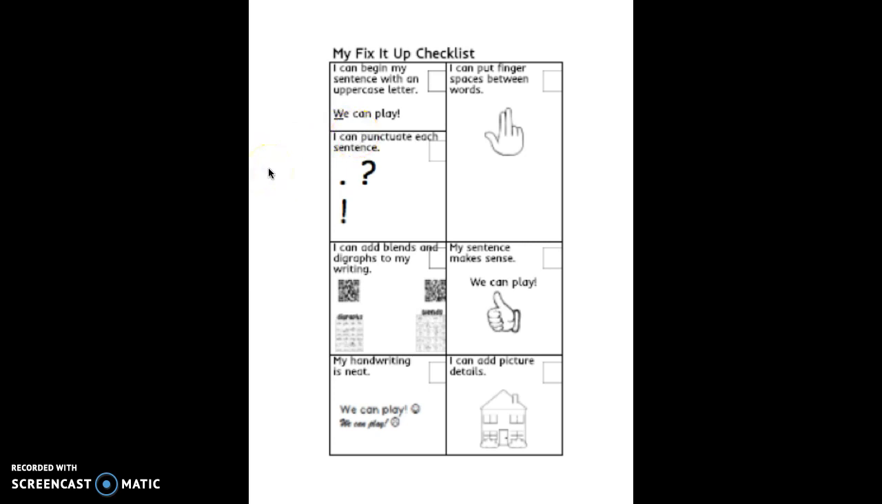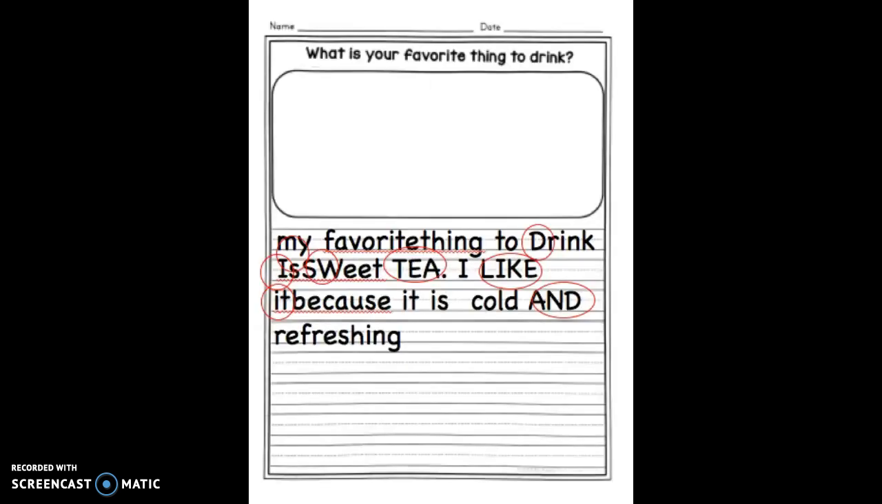So we should only have an uppercase letter for the beginning word at the beginning of our sentence, the very first word. And if there's any names, because people's names are always capitalized at the beginning. So I'm looking at my writing and I circled all the places where I needed a capital at the beginning because that's the first word of my sentence. This is in the middle of a sentence, the drink, so it needs to be lowercase.